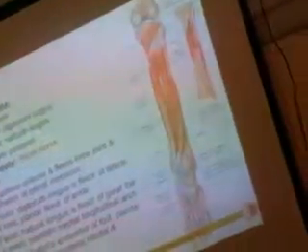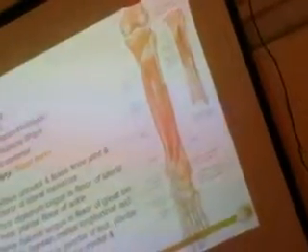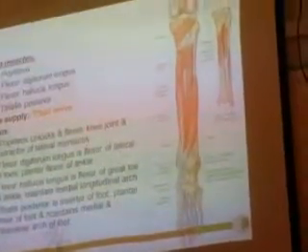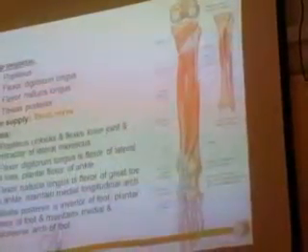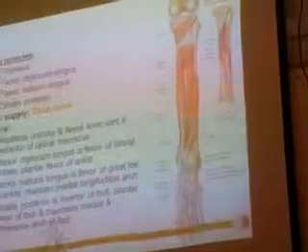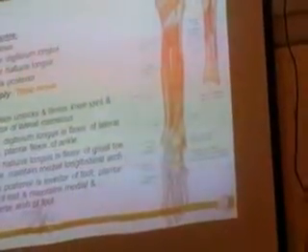Even in the shoulder there is the long head of biceps, which is intracapsular. Similarly, here the popliteus is intracapsular. See the origin and the insertion. That's why I said this is called the popliteal surface, because it gets inserted to this posterior surface of the tibia. So this is the popliteus muscle.